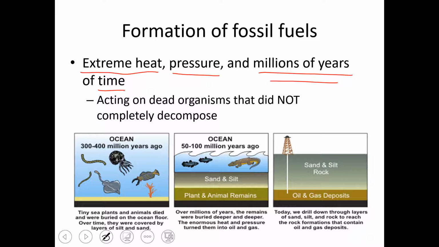Besides those forces, you also need something for these forces to act upon. And that is organisms that have died, but that were not completely decomposed. If they completely decomposed, they'd be broken down to their most basic elements, and there'd be nothing left to convert into a fossil fuel. So what happens is when they die, as you can see over here in this first box, they get buried. This could happen in an ocean, a swamp, many different scenarios. They get covered with sand, silt, and rock, and those remains get converted through pressure and high heat over millions of years into fossil fuels: coal, oil, and natural gas.